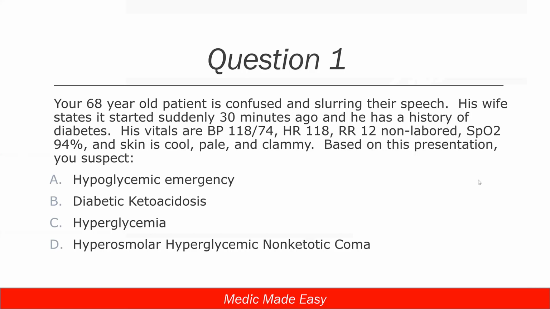So here's our question. Your 68-year-old patient is confused and slurring their speech. His wife states it started suddenly 30 minutes ago and he has a history of diabetes. His vitals are blood pressure 118/74, heart rate of 118, respirations 12 and non-labored, SpO2 is 94%, skin is cool, pale, and clammy. Based on this presentation, you suspect: hypoglycemic emergency, diabetic ketoacidosis, hyperglycemia, or hyperosmolar hyperglycemic non-ketotic coma. Okay. So like we've been saying, there are a few ways to take a look at this question.